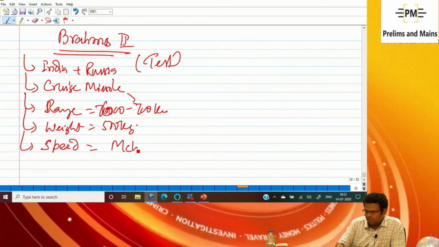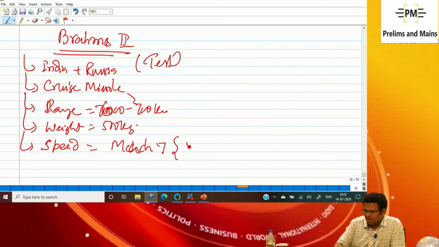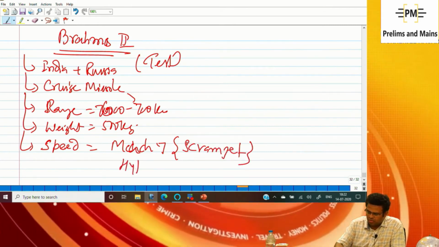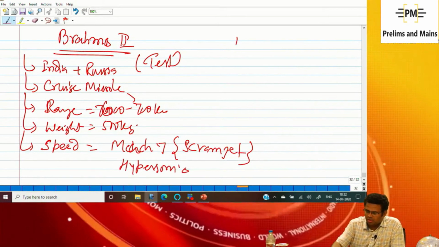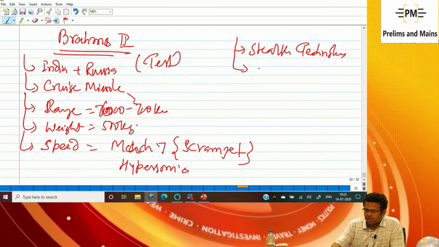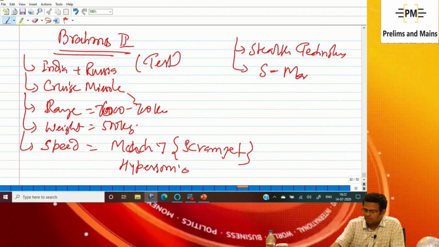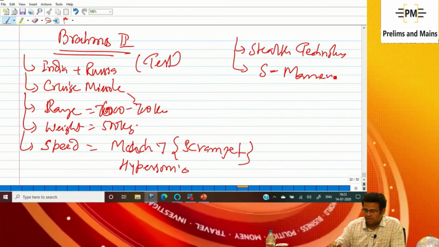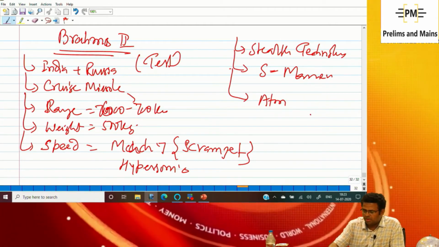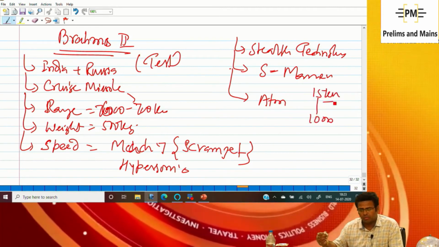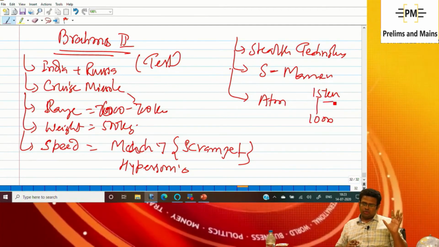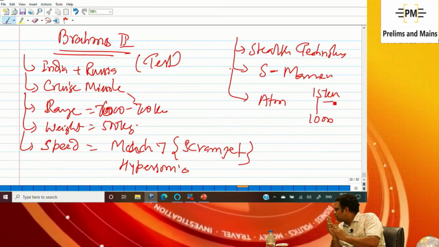And speed is Mach 7, and a scramjet engine is utilized. It is hypersonic. So BrahMos 2 is hypersonic. There is stealth technology, and the S-maneuver technique, which can hit the target even when they are changing position. It can move in the atmosphere from 10 meters height to 15 or 20 kilometers like this. So this is BrahMos 1 and BrahMos 2, all clear.